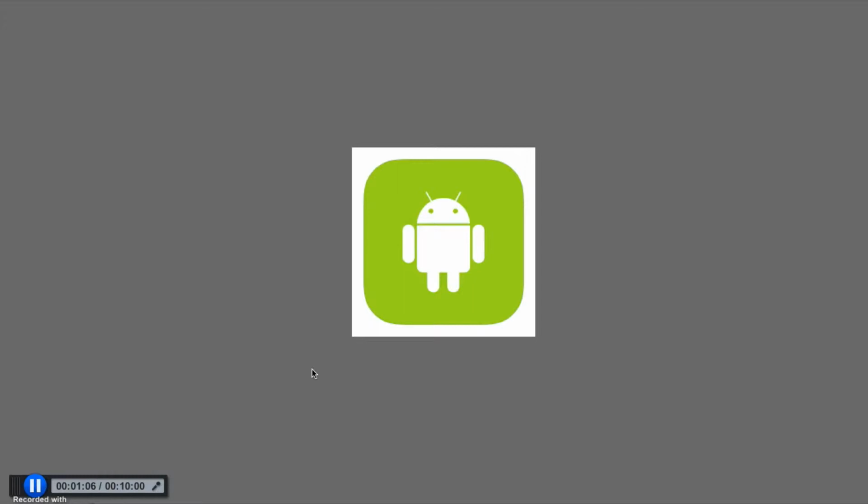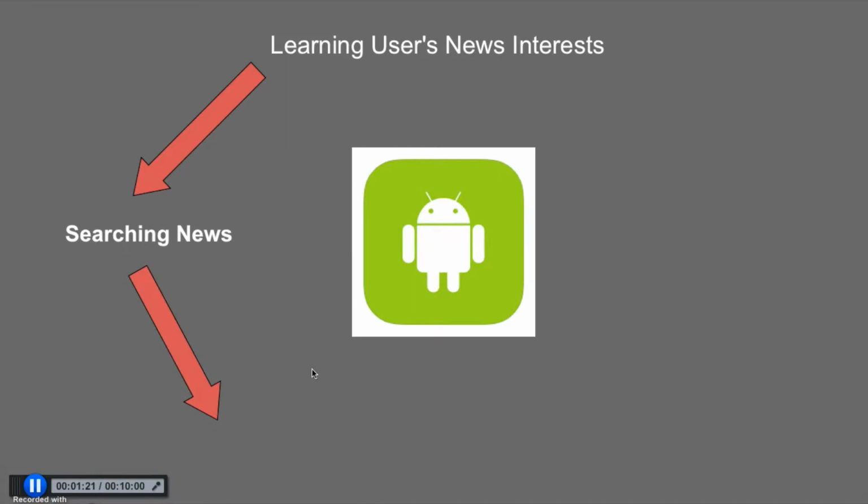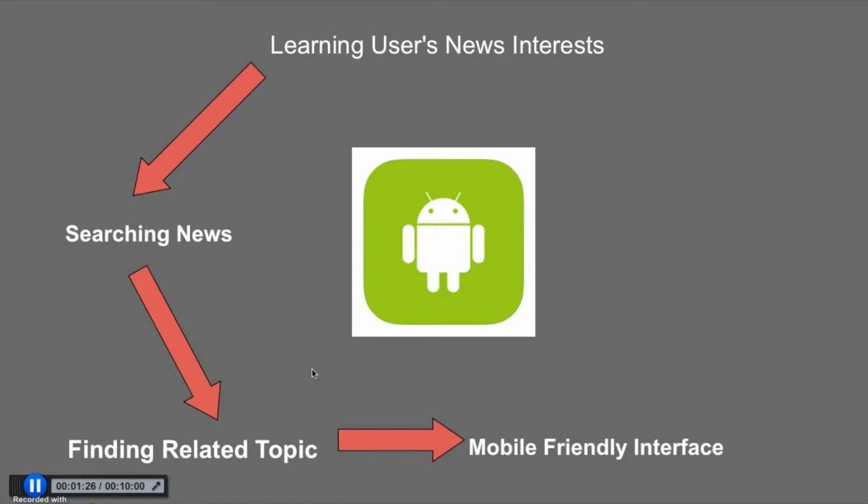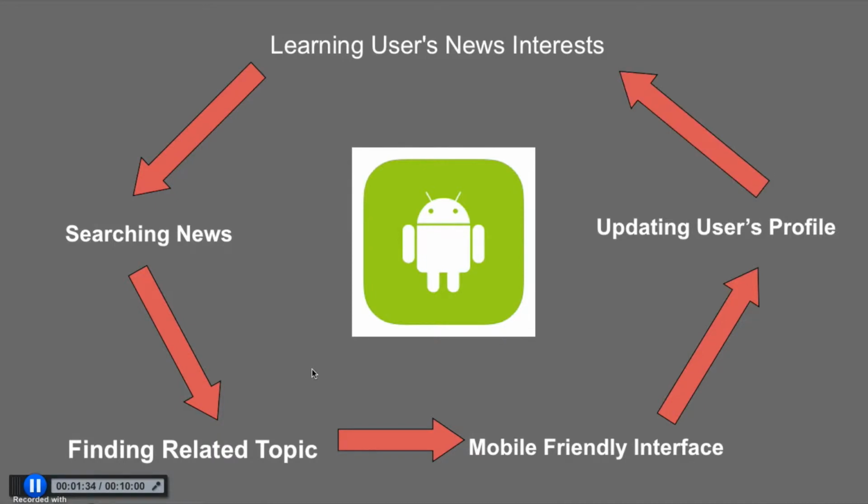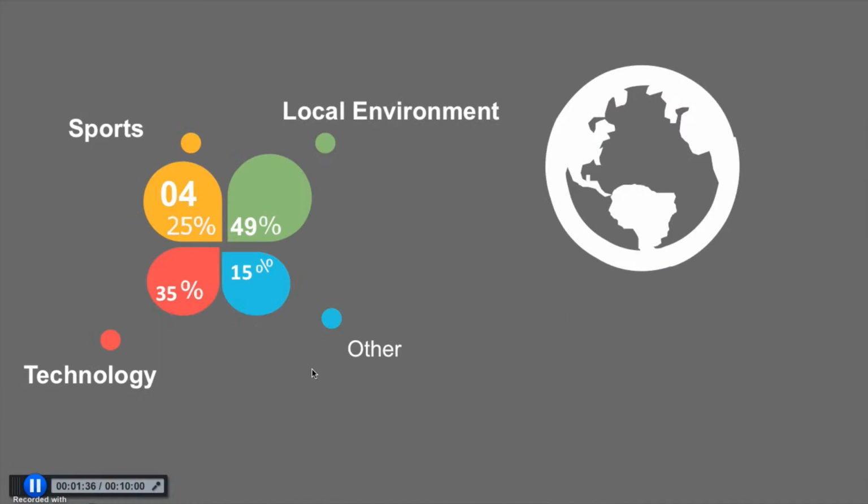So let me introduce the process for Recommend News. When users log in, the first thing my application does is learn the interest from the user, then it searches news based on the interest and tries to find related topics for users. It shows a mobile friendly interface, keeps updating the user's profile, and learns the user's interest again when the user clicks any news. Finally, it goes into a loop. As I said, the main focus for Recommend News is to give users the news they really want.